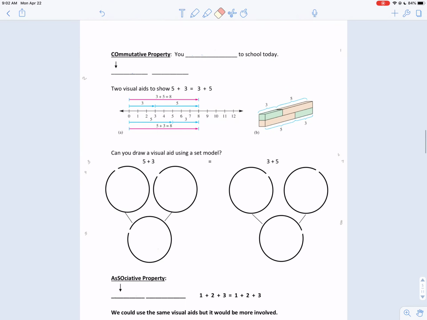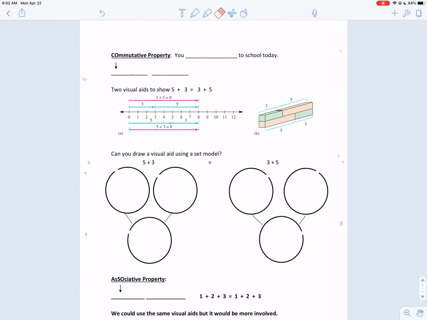Now, the commutative property you may have heard of before. So let's say you commuted somewhere today. Commuted just means you moved from one place to another. So I want you to think of the CO as changing order. You're going to change the order of where you are when you move. So same thing, you're going to change the order of your numbers. So here's 2 visual aids to show that we've got 5 plus 3 is 3 plus 5.